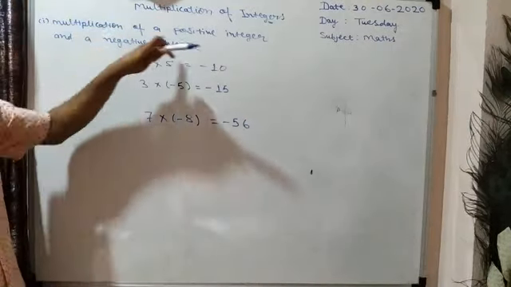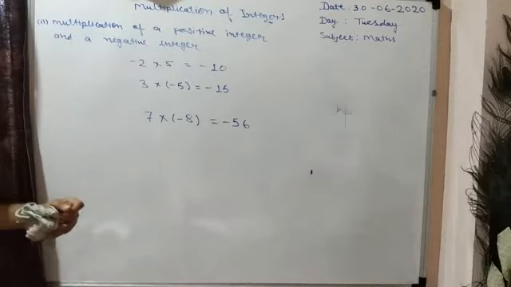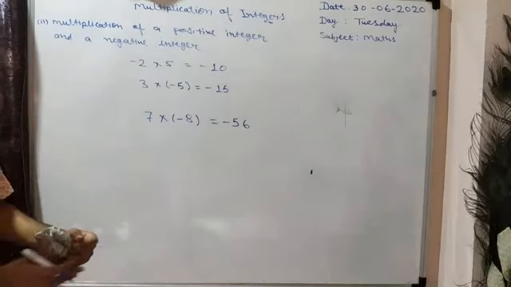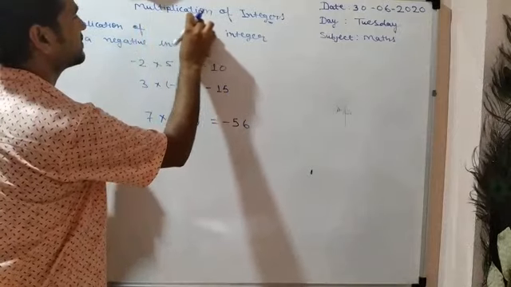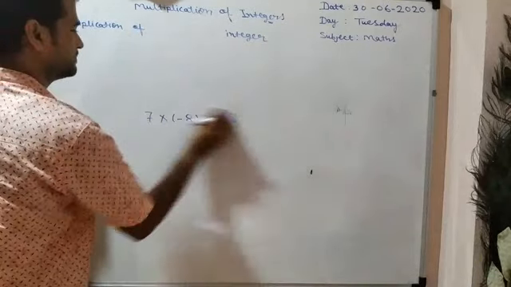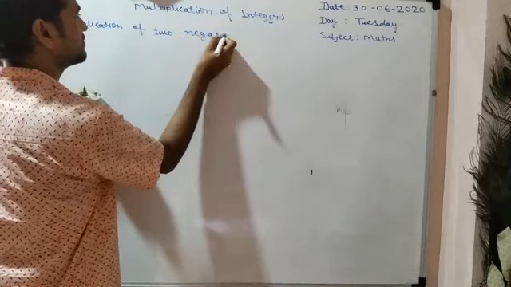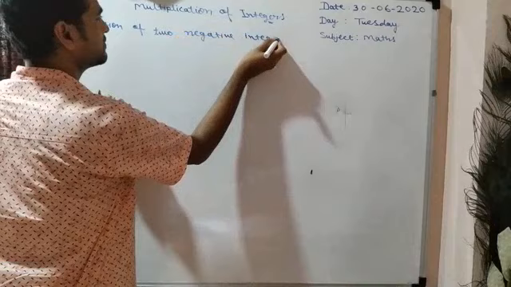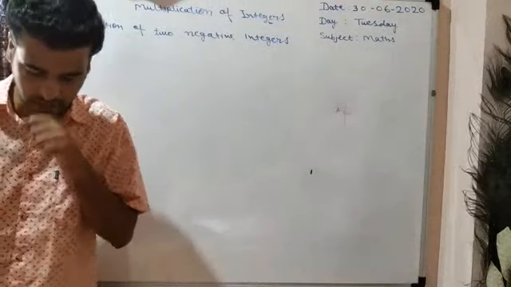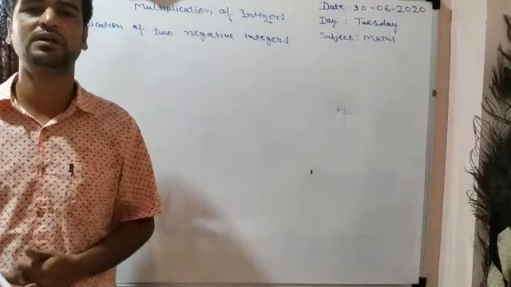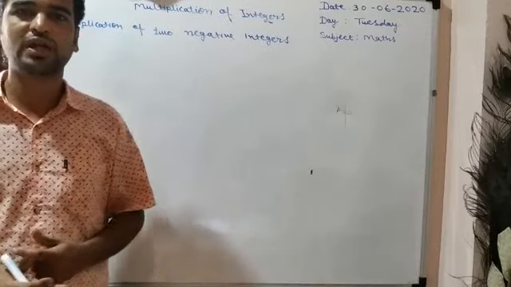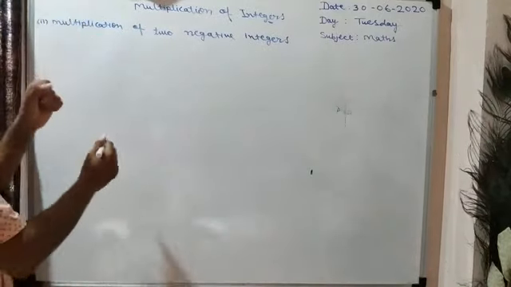Okay, now the second point, multiplication of two negative integers. Okay, this is the second topic, multiplication of two negative integers. It means if we have both negative numbers and we want to multiply those two negative numbers, then how can we multiply?